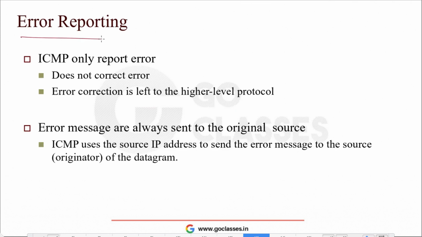Next are the error reporting messages. First of all, ICMP only reports the error, which means ICMP does not correct the error. If there is an error, ICMP will tell you that this is an error, but it does not correct it. Error correction is left to the higher level protocol.